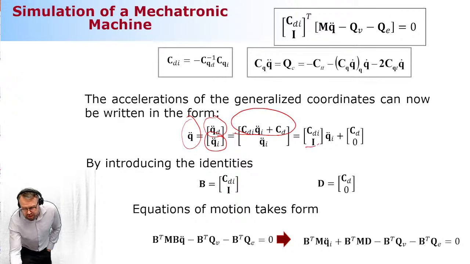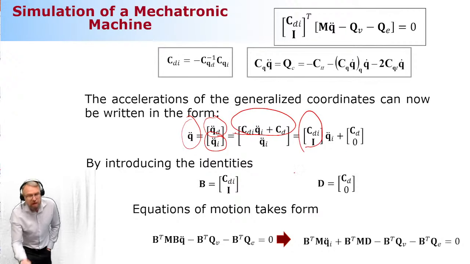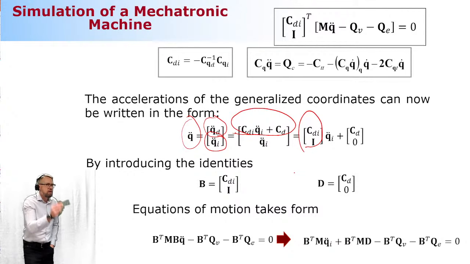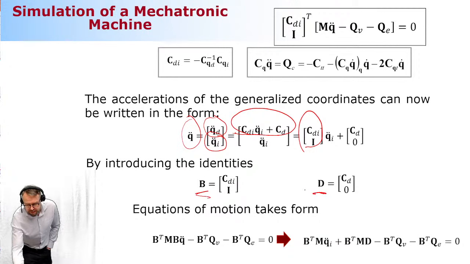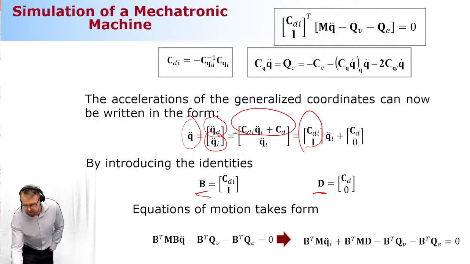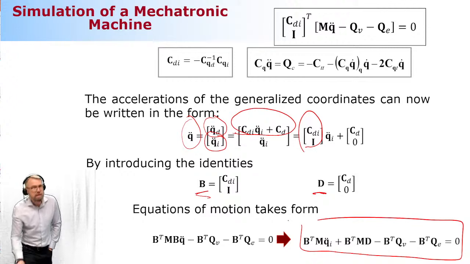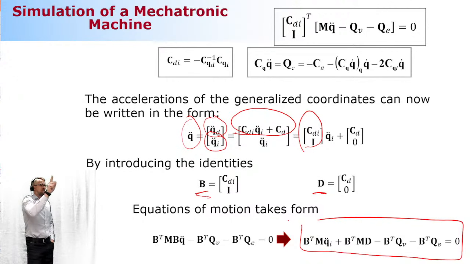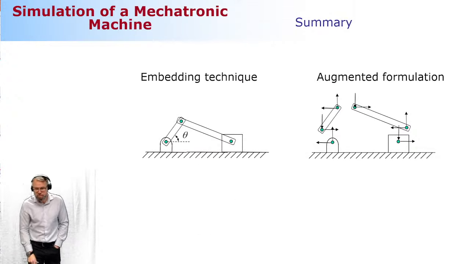I can express it by using matrix notations that are later denoted as B and D. B is something that we were already familiar with. The D is completely new. When I use this information, this is how my equation of motion finally looks. And again, the number of differential equations will be equal to the number of unknowns. That's how it goes. All right, so ready to close the case.